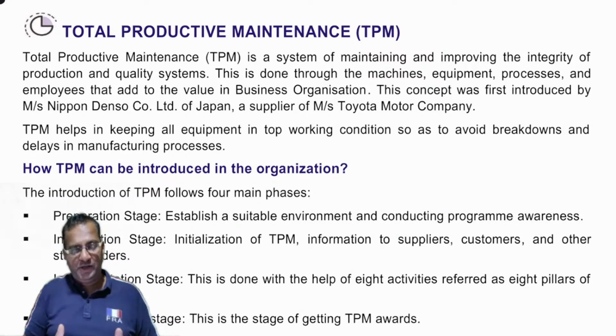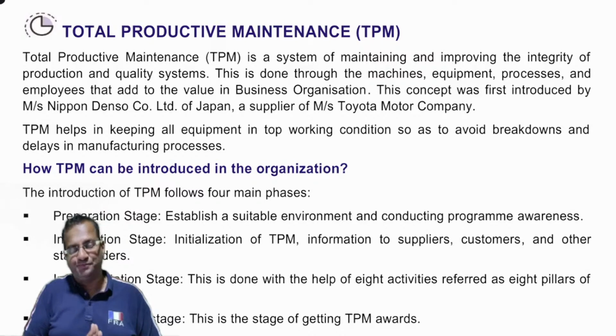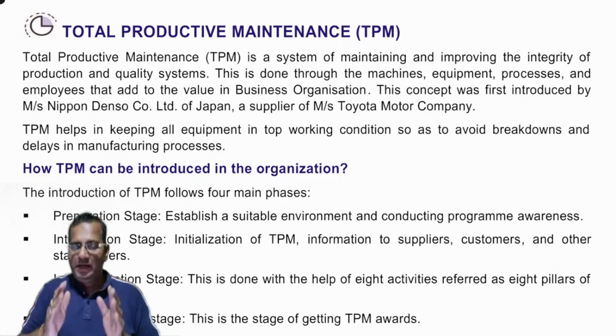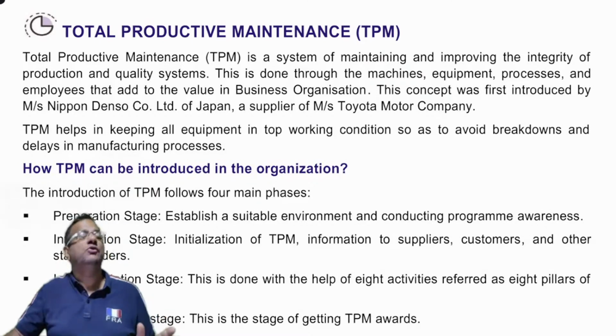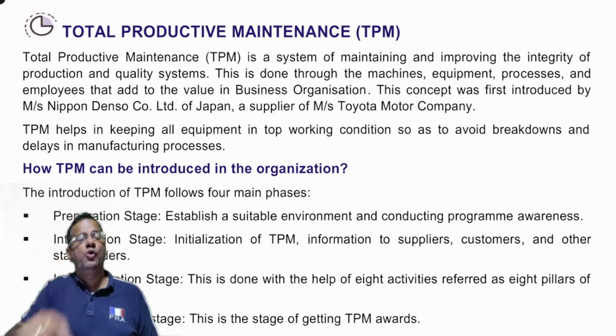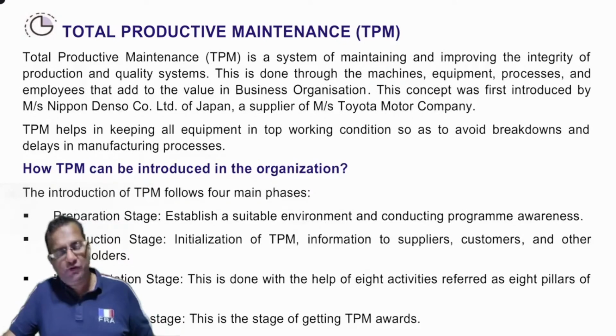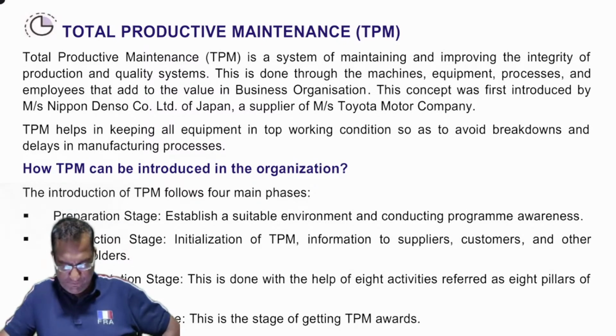I already told you, beta, that the lean system, and particularly the concept of JIT, was introduced by Taiichi Ohno in the early 50s in the Toyota Production System. This TPM concept was brought to the world by Nippon Denso Company Limited, a supplier of Toyota. It brought together a new concept of maintenance that involves, once again, I'm repeating this important point, the machinery, equipment, process, and most importantly, the employees that add value to the organization. Okay, beta? So please give the heading, total productive maintenance.